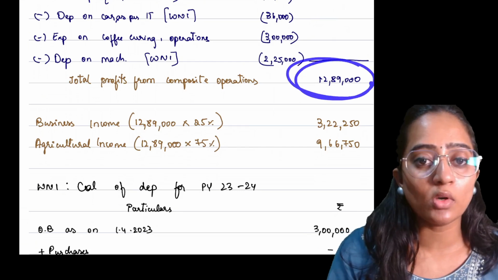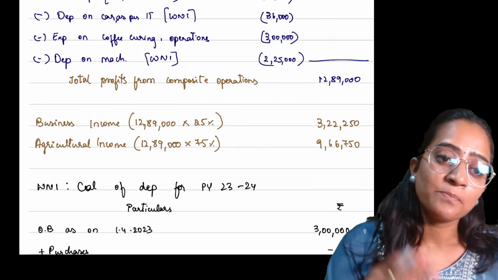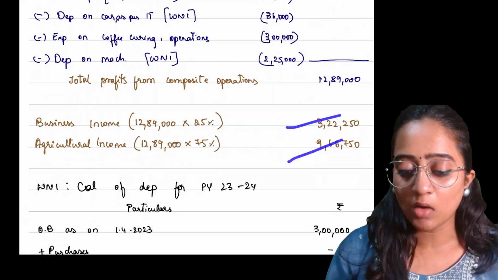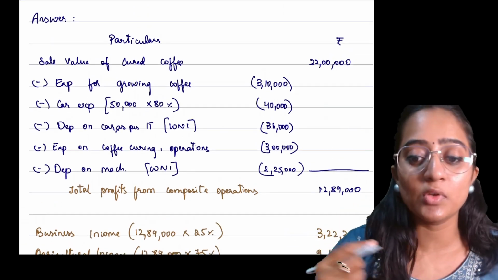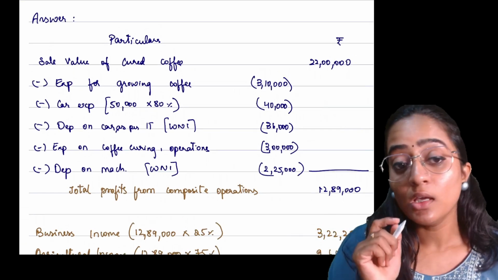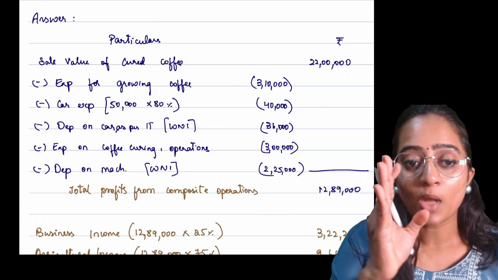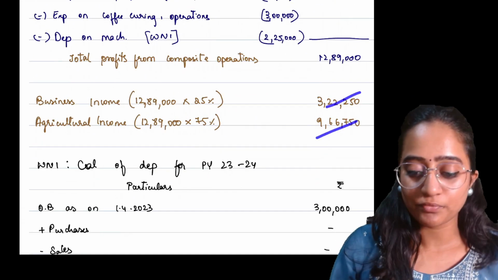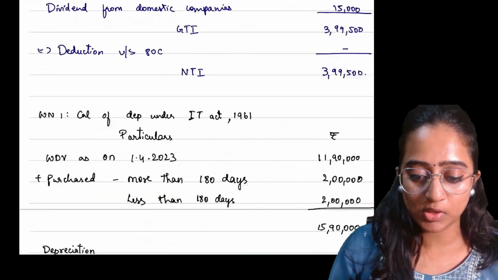Business income: out of this total amount, 25% is considered as your business income. The remaining 75% is your agricultural income. This is how, always remember, composite income is considered for the purpose of calculation at the final stage. Apportionment of 25% and 75% is what you consider over here. Clear? Now, this is your question number.